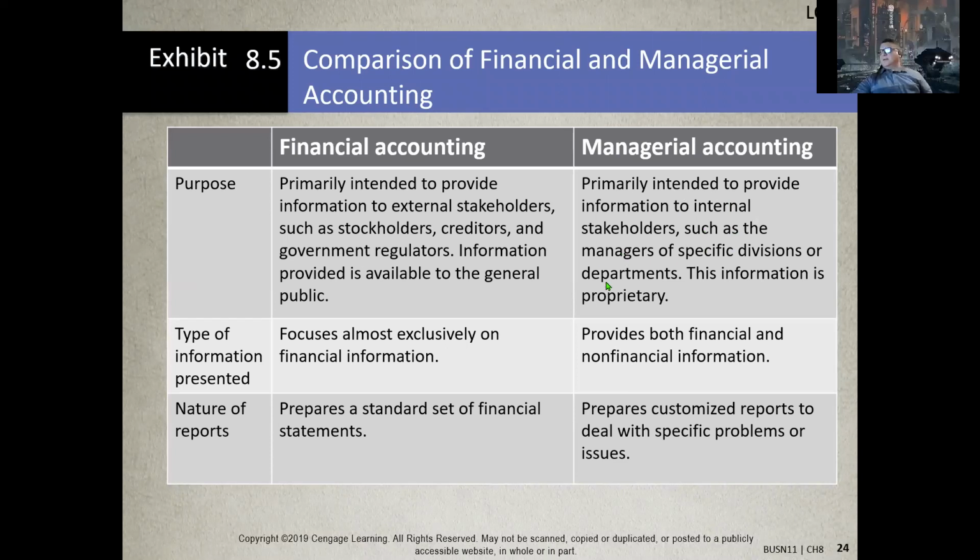I want to say need to know, because that sounds a little off, but yeah, only if you have a purpose for seeing this. The janitor doesn't get to see it. The guy on the assembly line doesn't get to see it, or guy or gal. Financial accounting focuses exclusively on financial information and reports the standard set of financial statements. Managerial accounting uses both financial and non-financial information, and it prepares customized reports to deal with specific problems or issues. So it's just going to be different.